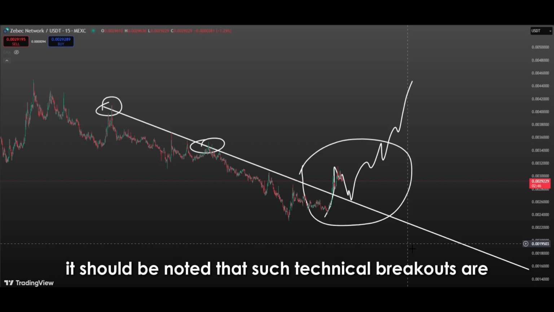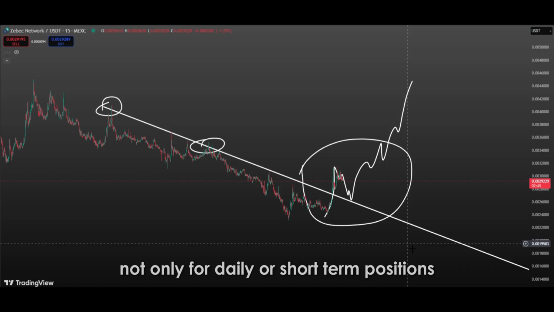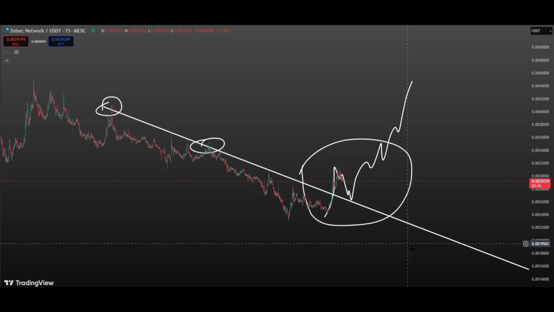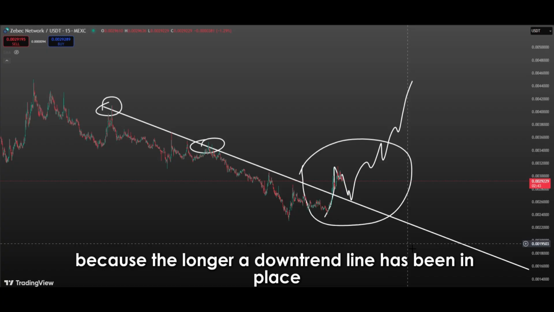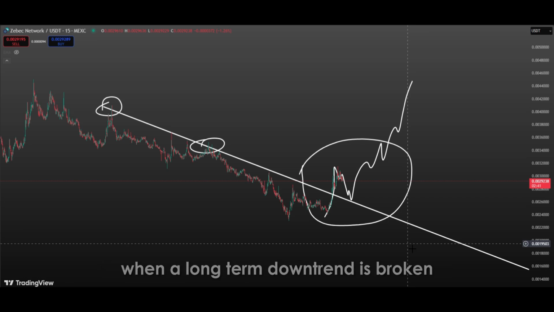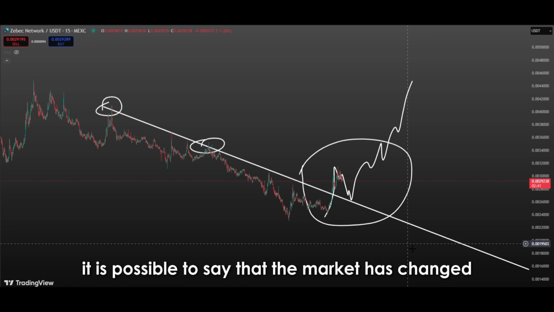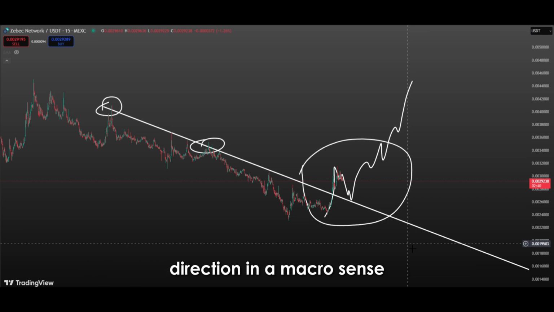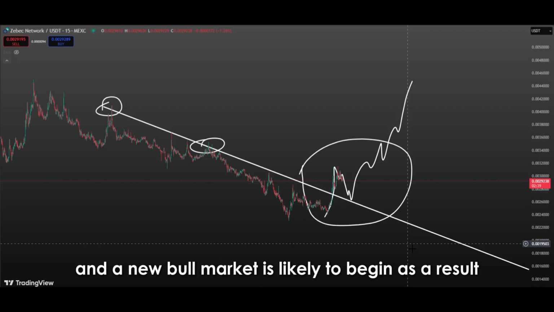It should be noted that such technical breakouts are important signals not only for daily or short-term positions, but also for medium and long-term trend structure changes. Because the longer a downtrend line has been in place, the more meaningful its breakout becomes. When a long-term downtrend is broken, it is possible to say that the market has changed direction in a macro sense, and a new bull market is likely to begin.